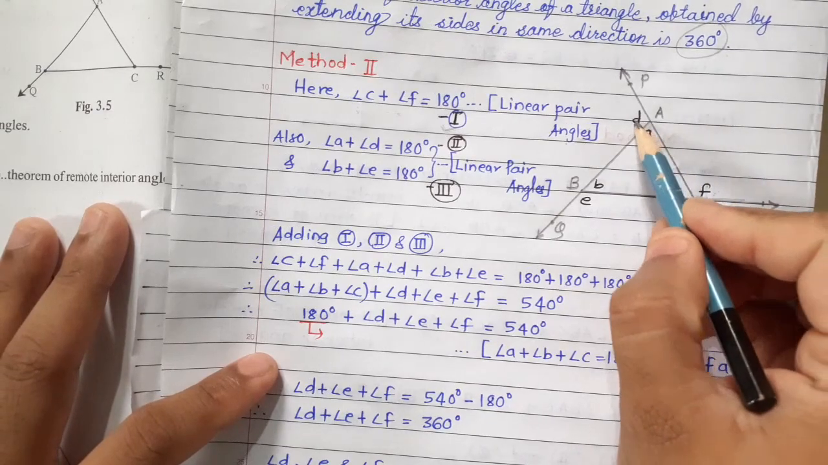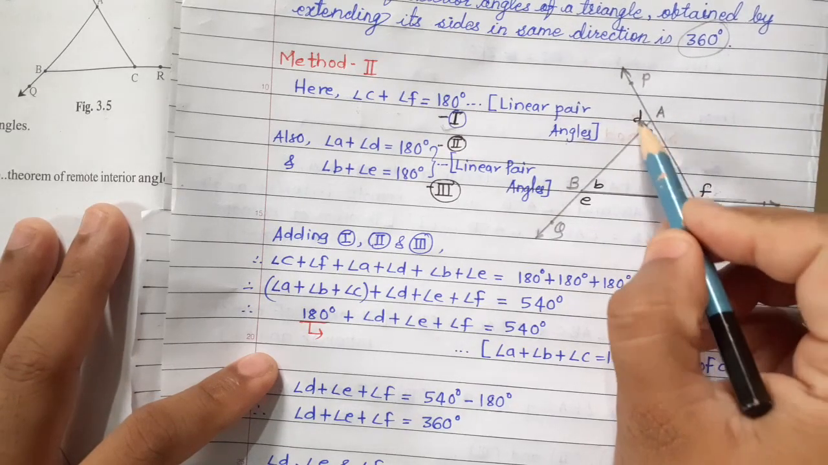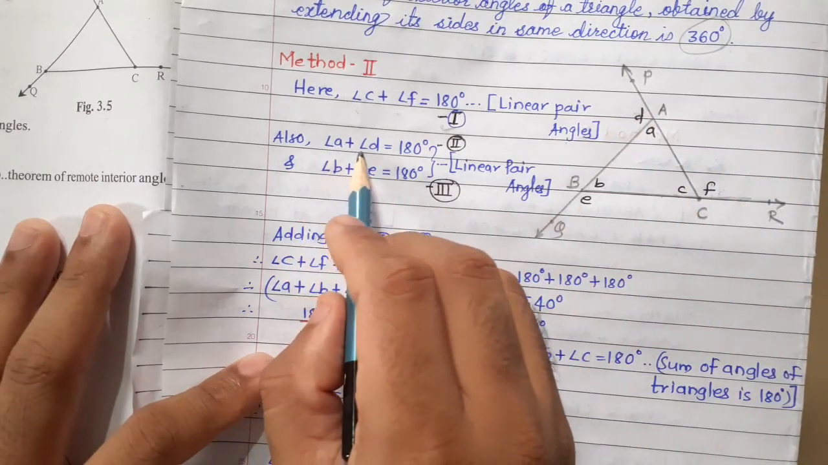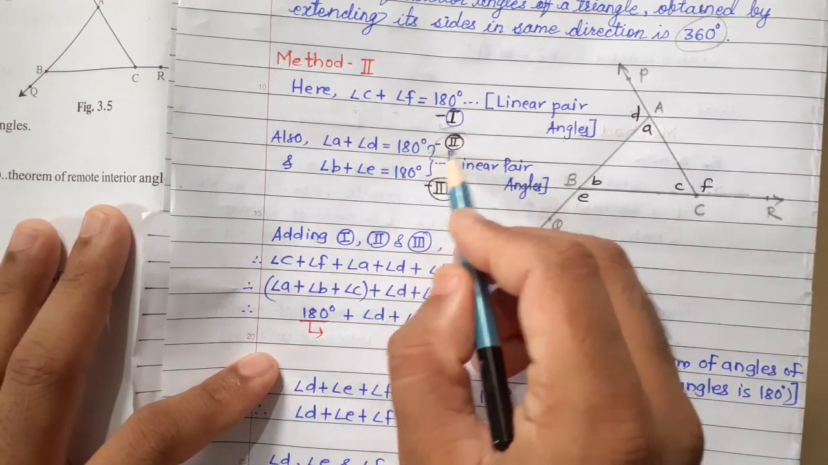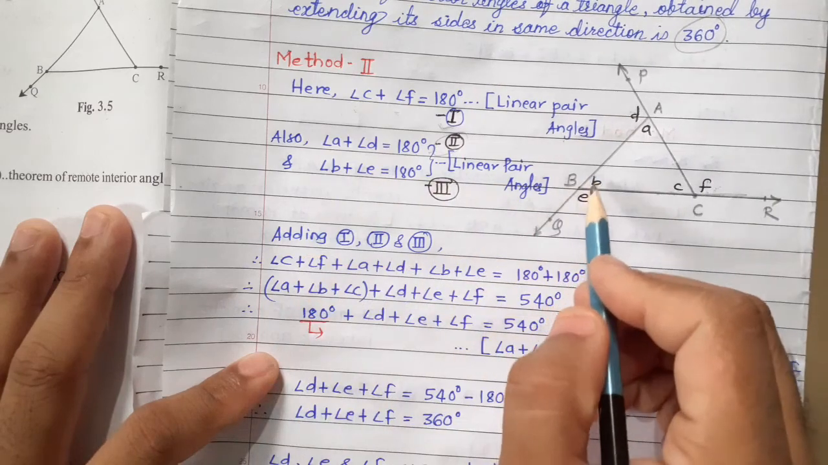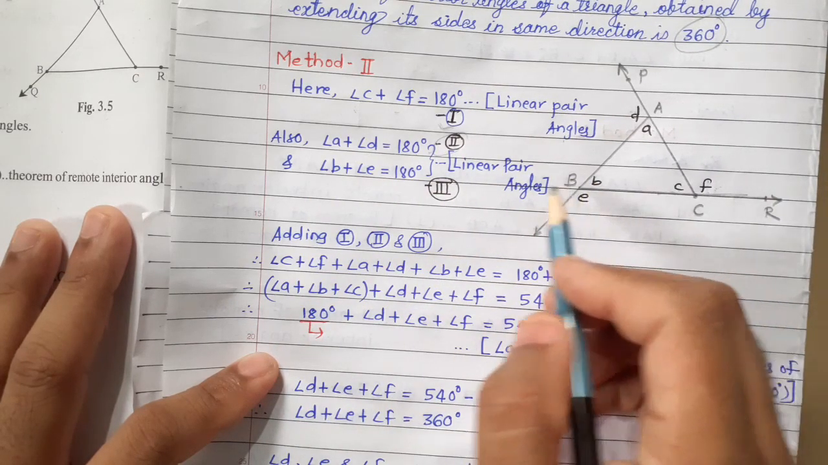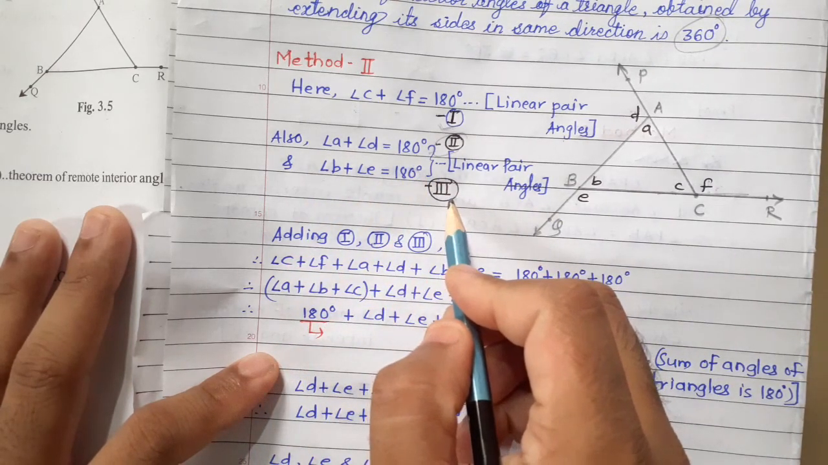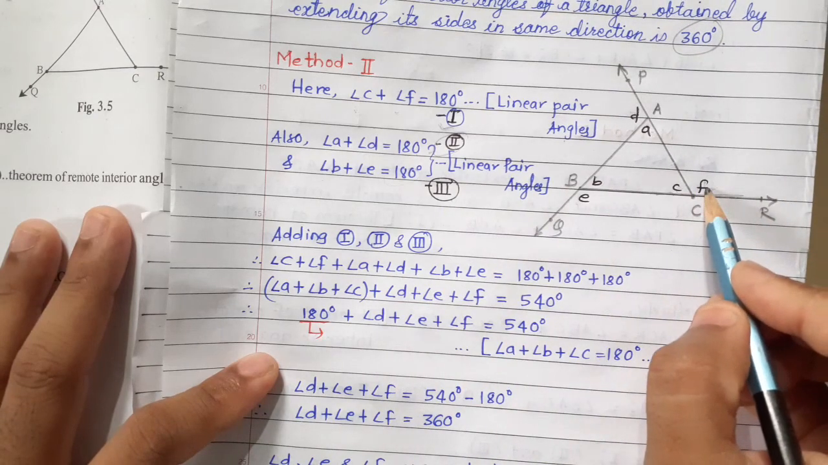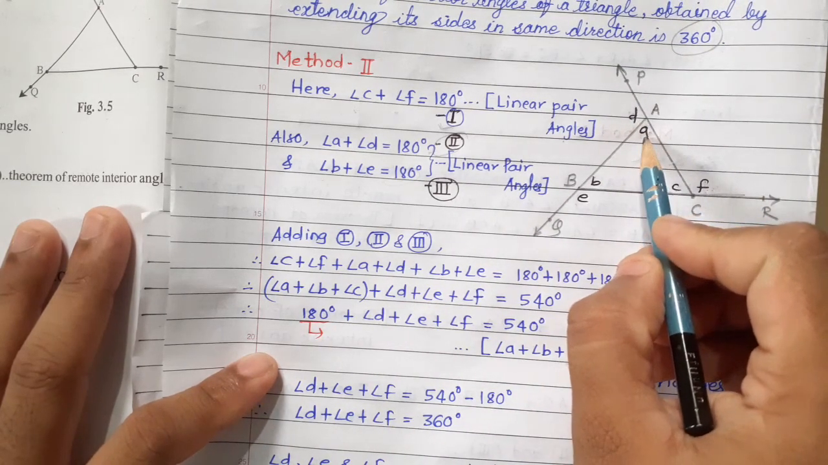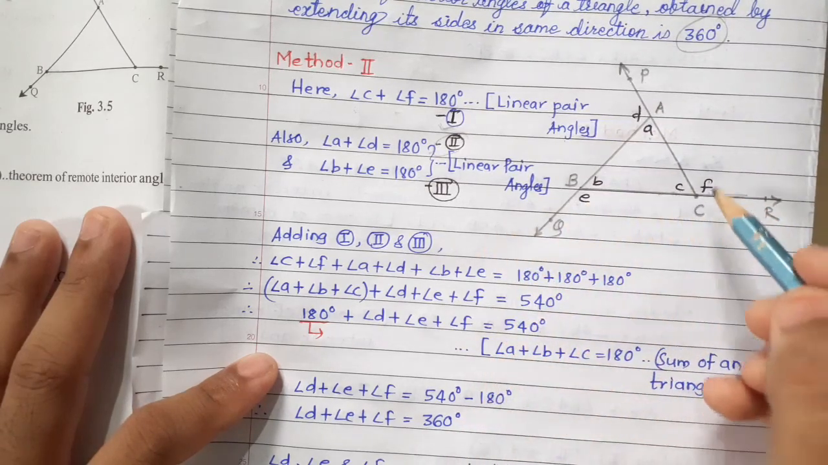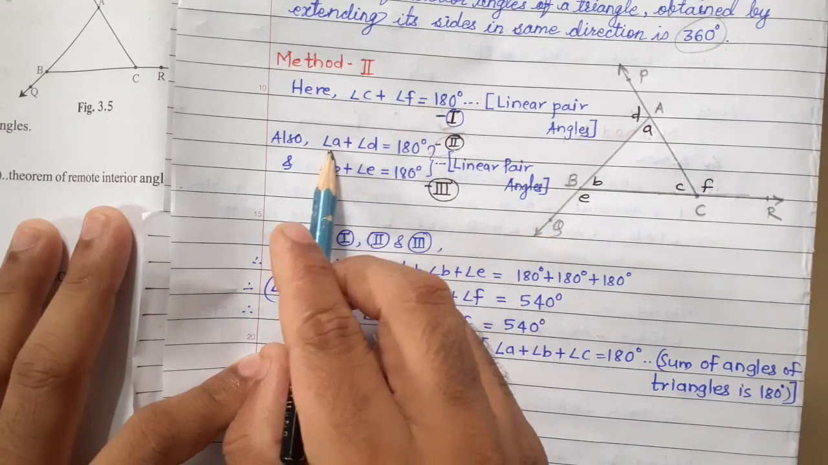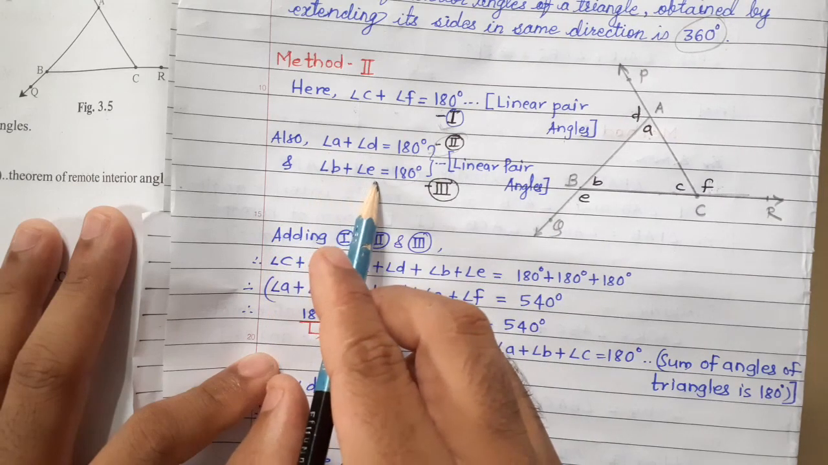Also, angle D and angle A, these 2 angles are also linear pair angles, and linear pair angles are supplementary. So we can write angle A plus angle D is equal to 180 degrees and give it as equation number 2. And angle B and angle E are also linear pair angles, so we can write angle B plus angle E is equal to 180 degrees, equation number 3. See, C and F, D and A, and B and E are linear pair angles, so angle C plus angle F is equal to 180 degrees, angle A plus angle D is equal to 180 degrees, and angle B plus angle E is equal to 180 degrees.